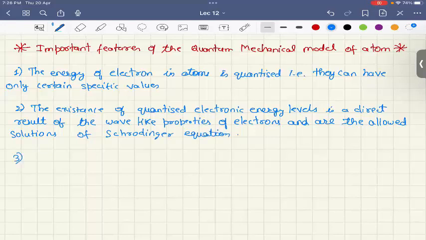Third point is this gives the most probable region in an atom where the probability of finding the electrons is maximum. Therefore, this model is in accordance with the Heisenberg uncertainty principle and does not specify the exact position and momentum of the electron, but it talks about the most probable region called orbitals, right?